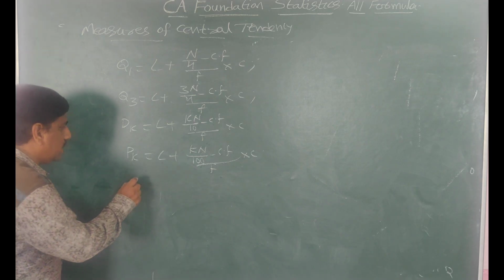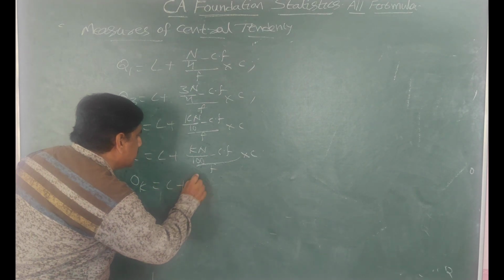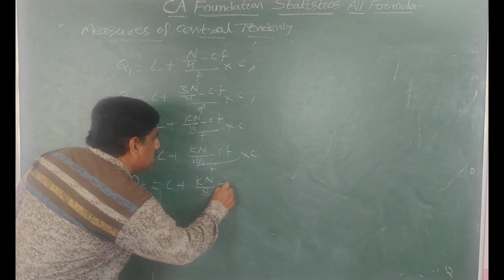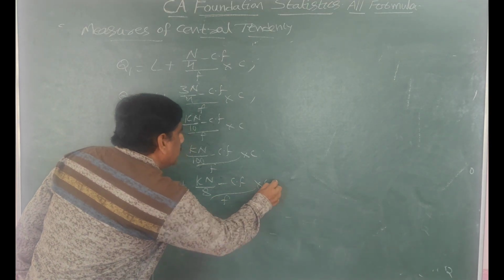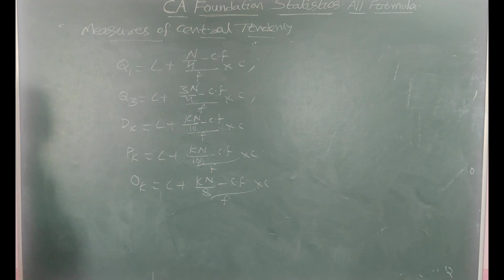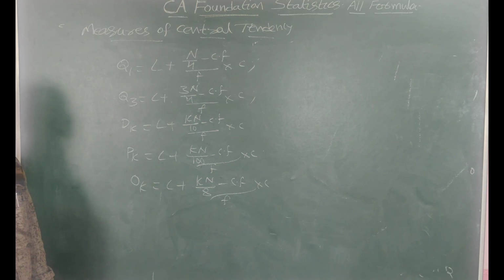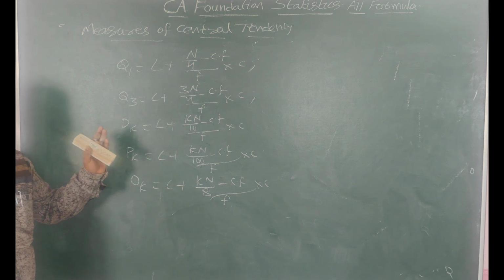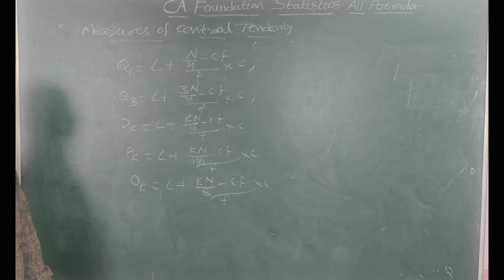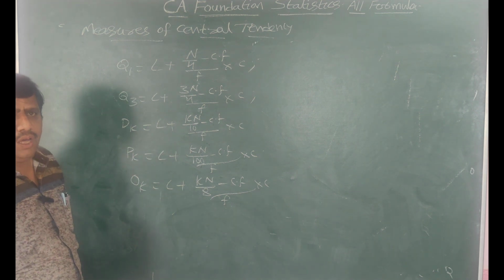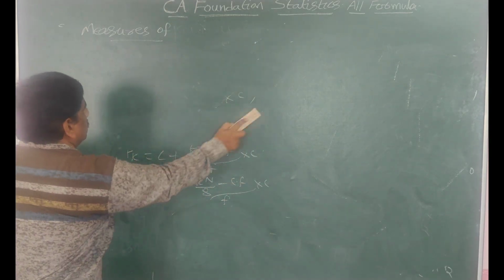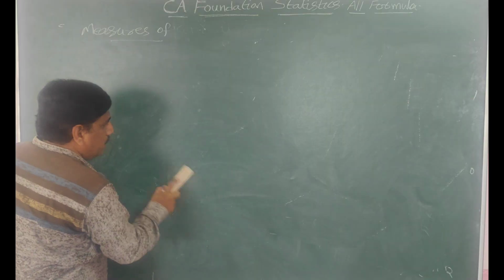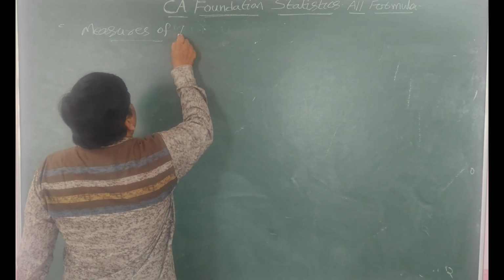Similarly, the kth octile is L plus kn by 8, octile meaning 8 parts, by 8 minus CF by F into C. Okay, these are the formulas in the first chapter, that is the basic and very important chapter, measures of central tendency. After that, we will move on to the next chapter, measures of dispersion. We will discuss the formulas involved in the measures of dispersion.